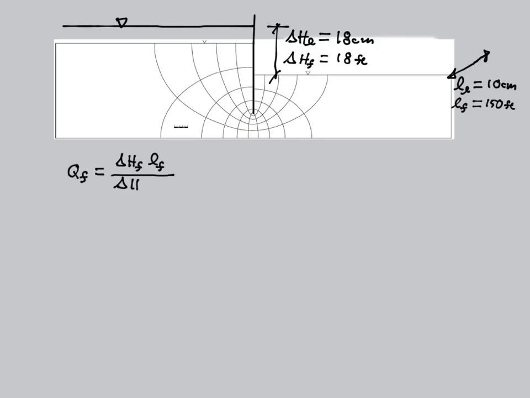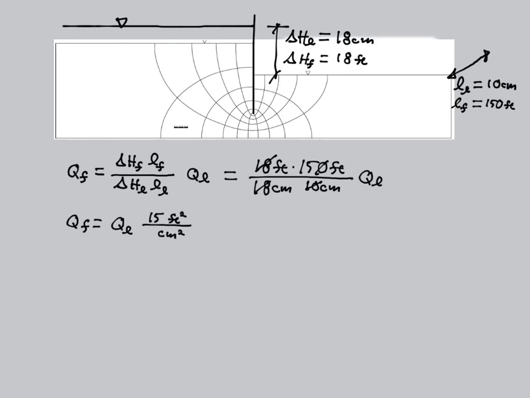So we then can write that the Q in the field is equal to this delta H in the field times L in the field divided by delta H in the lab times L in the lab, times Q in the lab. Same equation we just derived. So that's going to be equal to 18 feet times 150 feet divided by 18 centimeters times 10 centimeters times Q in the lab. We can simplify that a little bit. 18s will cancel out. We can take the 10 and divide it into the 150 and get 15, and we'll have that the Q in the field is equal to 15 feet squared over centimeters squared.